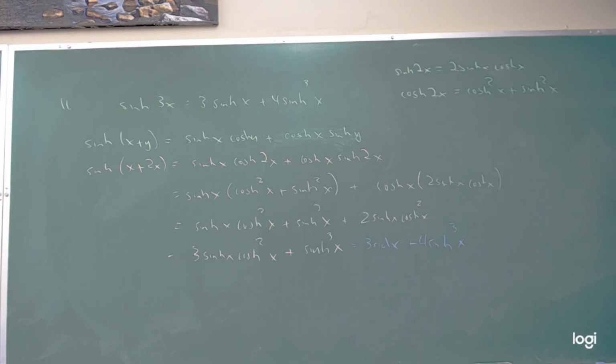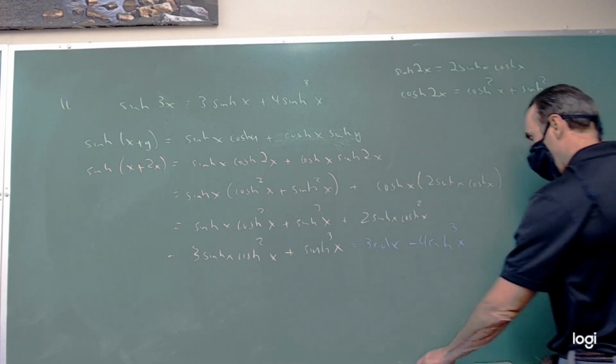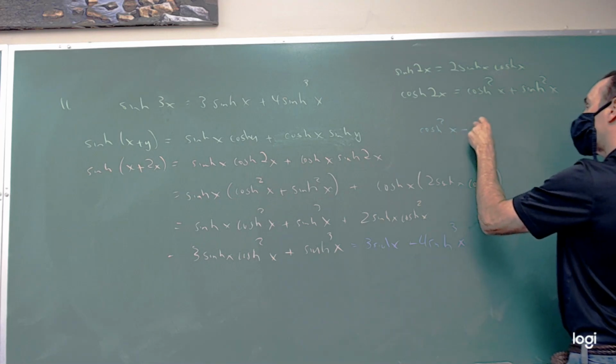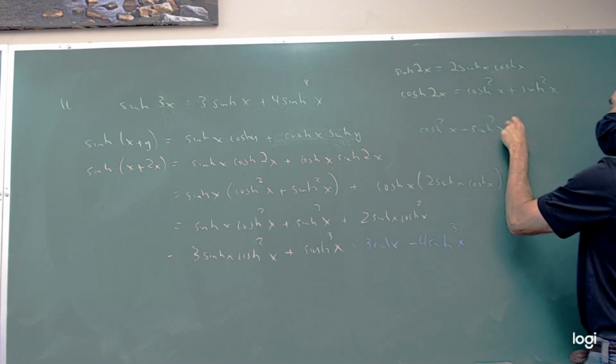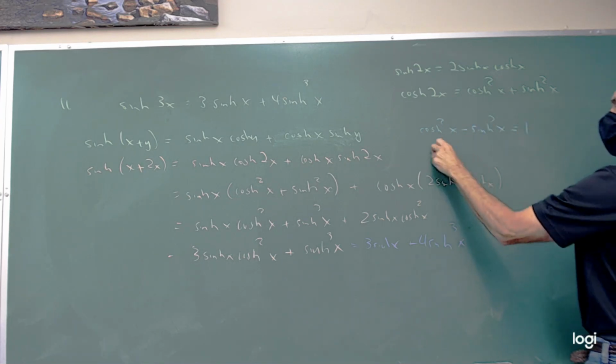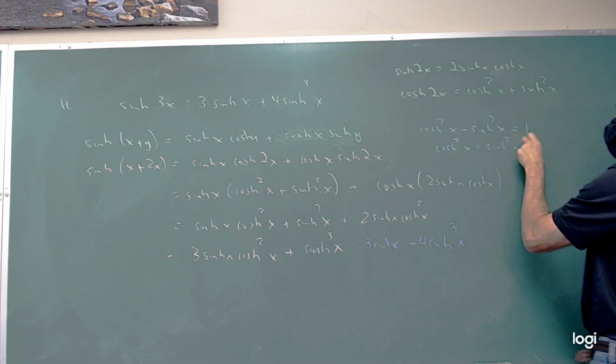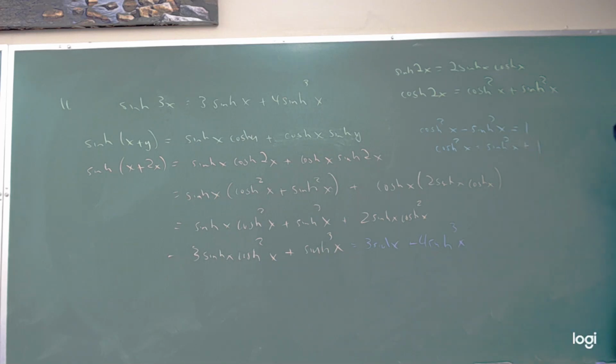Is there an identity for cosh squared? We do actually, because we know cosh squared minus sinh squared is 1, isn't that correct? So cosh squared x is sinh squared x plus 1, true?